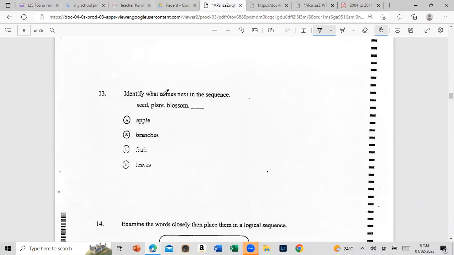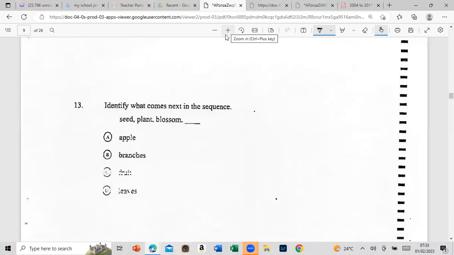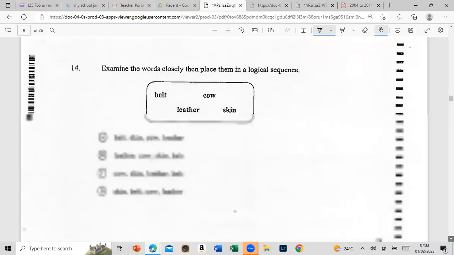Identify what comes next in the sequence. Okay, so you have to identify what will come next. I can't see this word properly, but I'm thinking it's food. All right, so you have seed, plant, basil, and then fruit. These are leaves. Leaves are always there. Let me go through them on paper first. Let's see. It's not true, probably. All right, let's move on to 14.